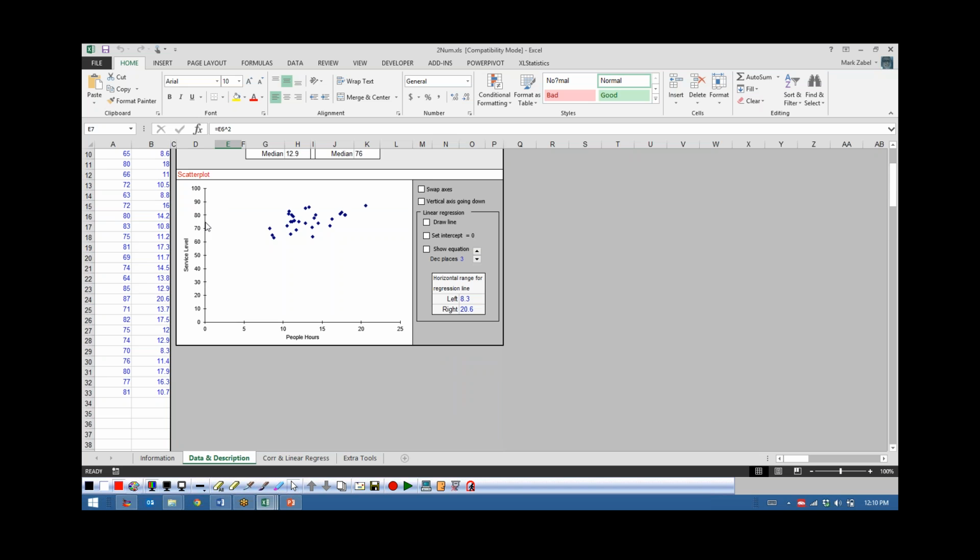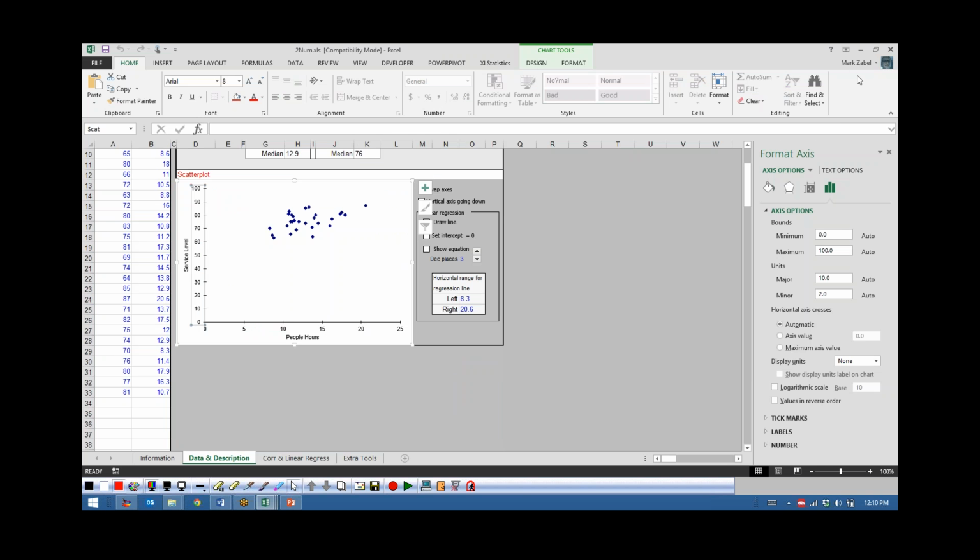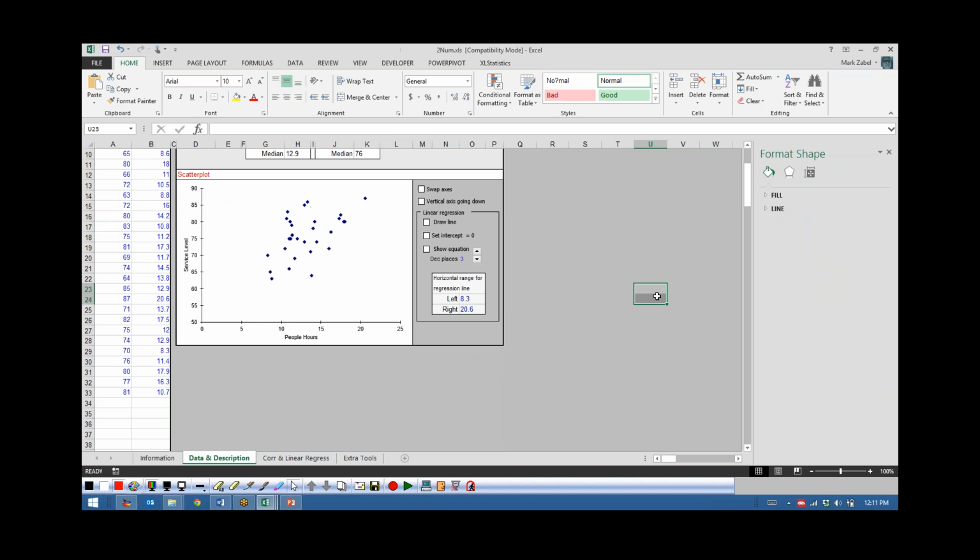I wanted to hide it from you so you can guess. So service level versus people hours. And I'm just going to zoom in a little bit so we can see it a little better. Format the axis, and let's just go between 50% and 100%. There we go. All right, what correlation would you guess on this one? I want you to write down your guess instead of saying it out, but just take 10 seconds and guess on the correlation. Somewhere between -1 and +1.